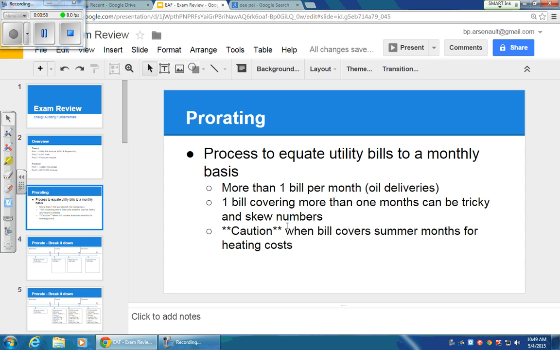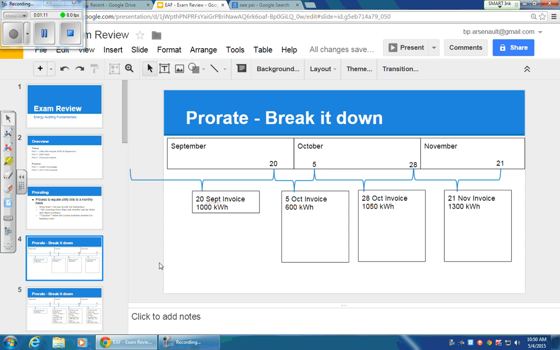Also oil can be tricky because you can get where they only fill up half the tank or they fill up all the tanks. So it kind of depends on what the oil is. So electricity is much easier to work with. This is a sample of prorating. So here we have September.